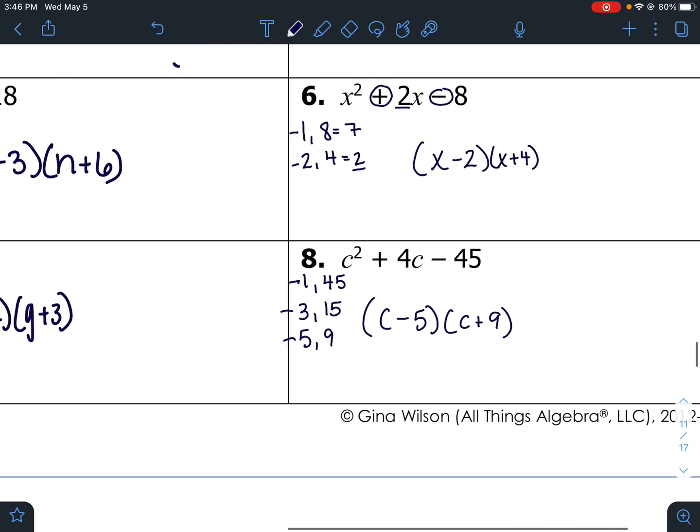You can start to see how this will just become a lot of mental math. Okay, I'm going to zoom out. You hear 6 and 8 right here. Great.